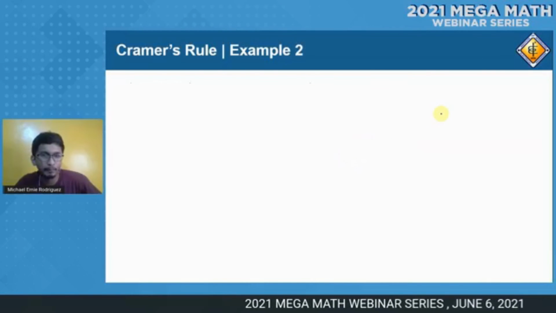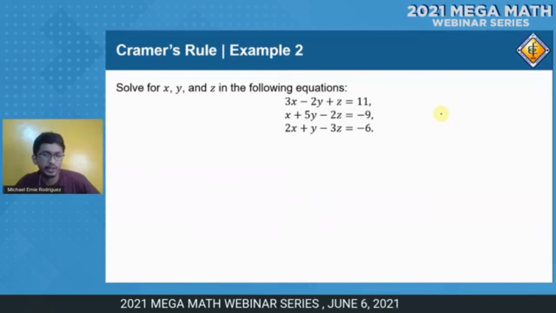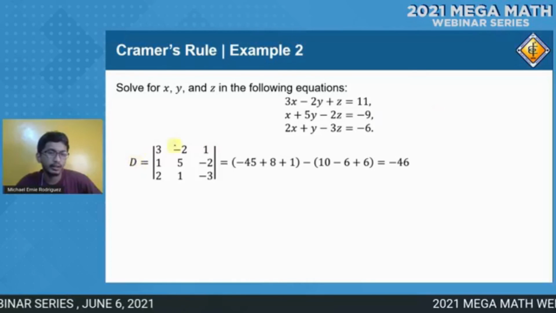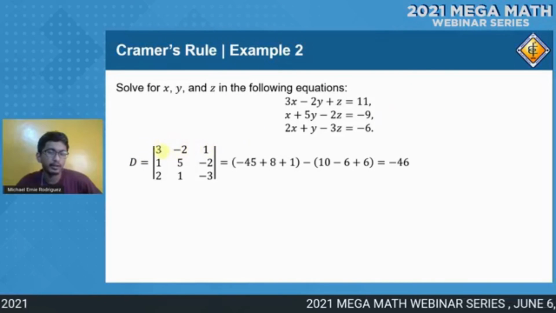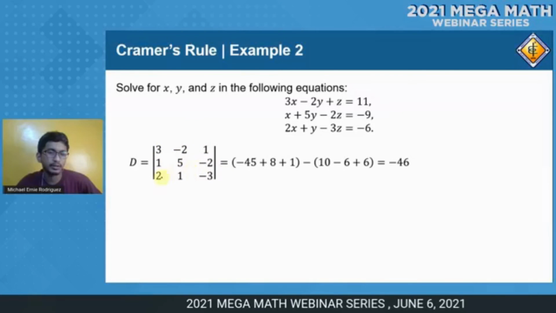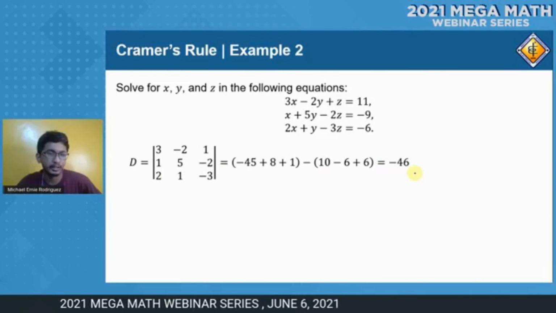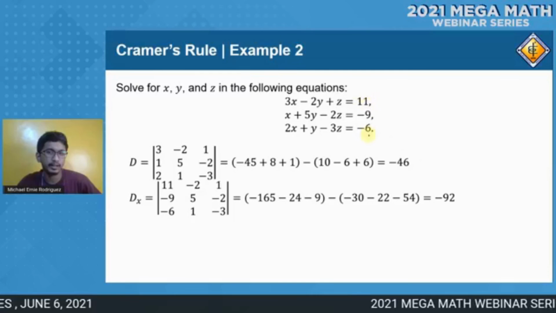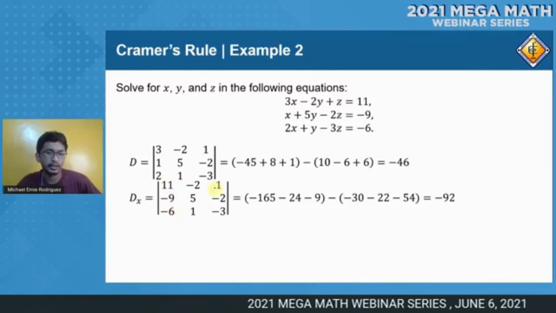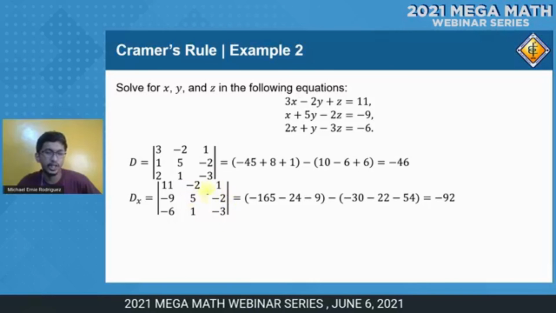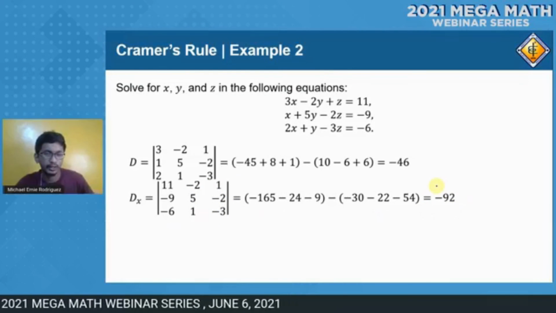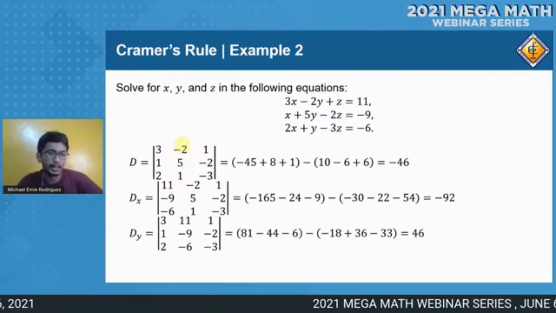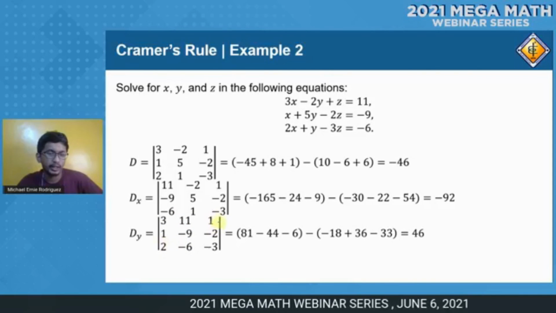And then, next example, this is a 3 equations and 3 unknowns. So, same concept. So, D is yung mga coefficients ng mga variables. So, we have negative 46. And then, for dx, papalitan mo yung first column ng constant na to. Ayan siya. And then, other elements or other terms are unchanged. So, we have negative 92. And for dy, ito namang second column papalitan. So, we have this. And then, others are unchanged.